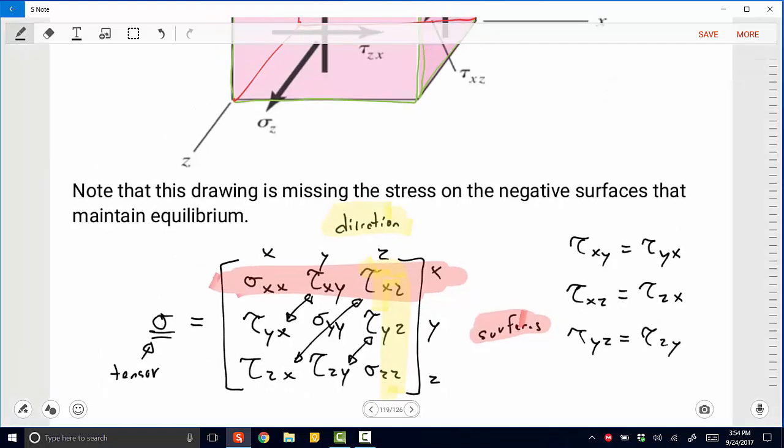Which is a great relationship that greatly simplifies the way that we deal with stress. Because instead of having 9 independent terms, the stress tensor actually reduces to 6 terms. So there's 6 unknowns that we would have to deal with. 6 components that we would need to find, right? And this is for a 3D element.